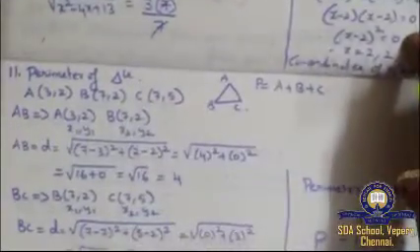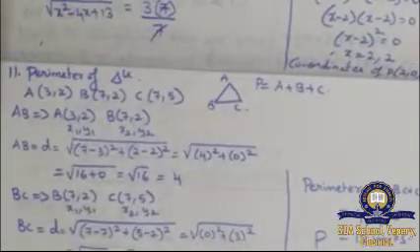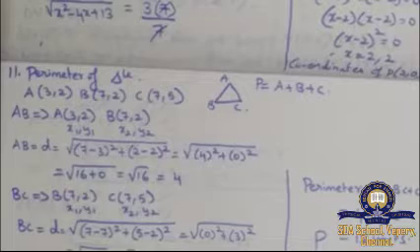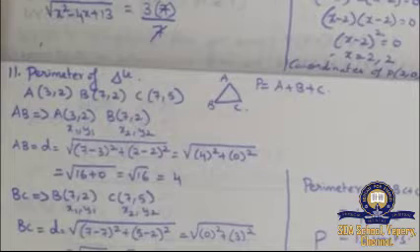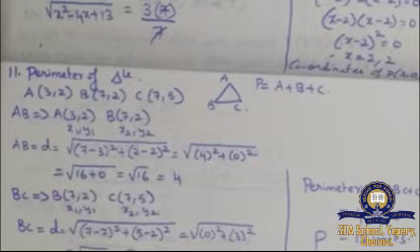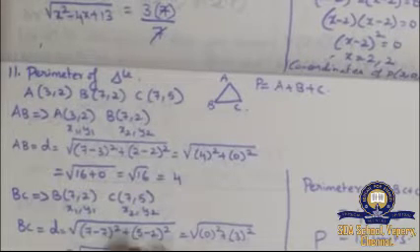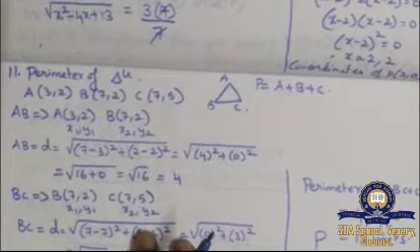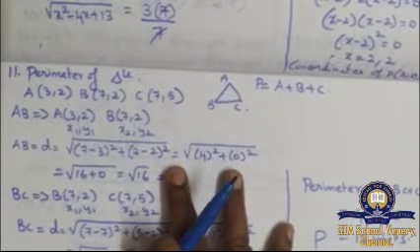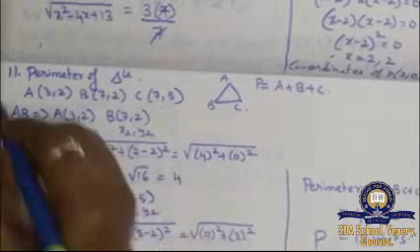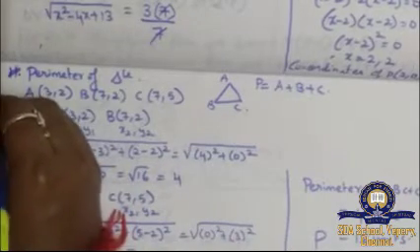Next, the 11th question. The 11th question is: show that the point (11, 2) is the center of the circle that passes through the points (1, 2), (3, minus 4) and (5, minus 6). I think this sum is the 12th sum. The perimeter sum is not given in the textbook; this is an extra sum I have written here. I have read the 12th sum and the 11th sum. This is an extra sum.